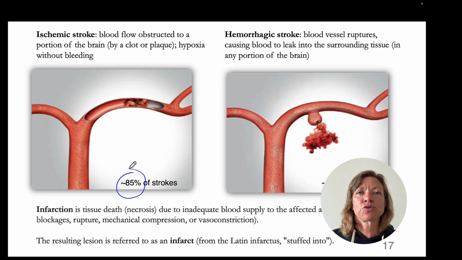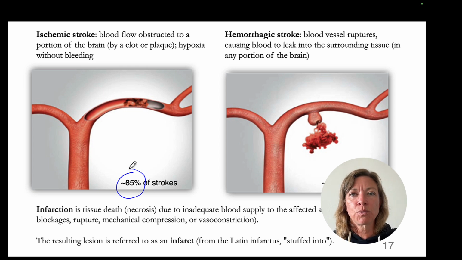The other type of stroke is hemorrhagic stroke. And in hemorrhagic stroke, a blood vessel ruptures and blood leaks into the surrounding tissue. So the blood isn't getting where it needs to go, ultimately still causing ischemia because it's leaking out of a structural failure in the vessel. And that's the minority of strokes, call it about 15%.